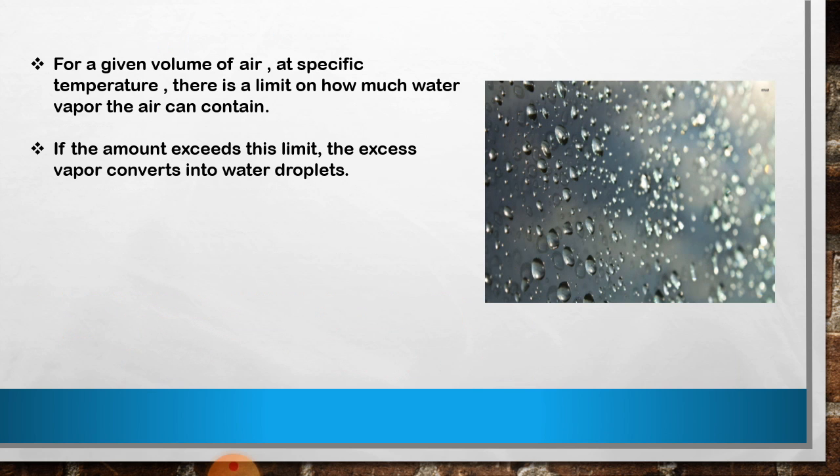Yes, then for a given volume of air at specific temperature, there is a limit on how much water vapor the air can contain. Okay, so now let's see, there is one limit that how much water vapor the air can contain. If the amount exceeds this limit, then what happens? The excess of vapor gets converted into water droplets.